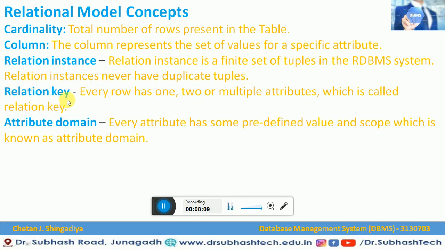The next one is relational key. Every row has one or two or multiple attributes, which is called a relational key. Then we have to understand the attribute domain. What is that attribute domain? Every attribute has some predefined values and a scope, which is known as attribute domain. So friends, these are the simple understanding of cardinality, column, relational instance, relational keys and attribute domain.